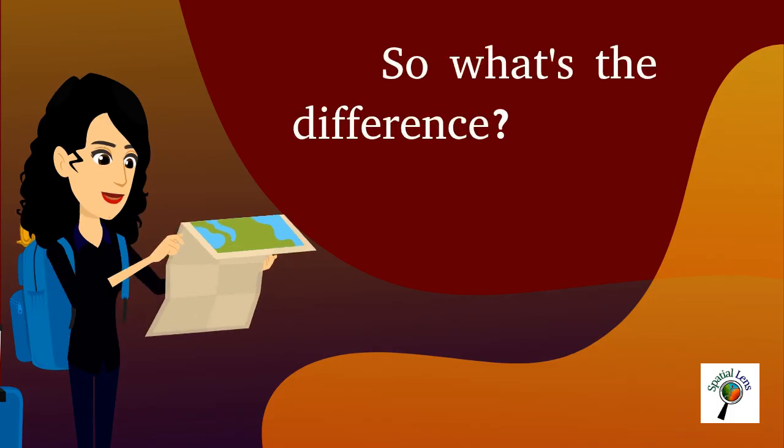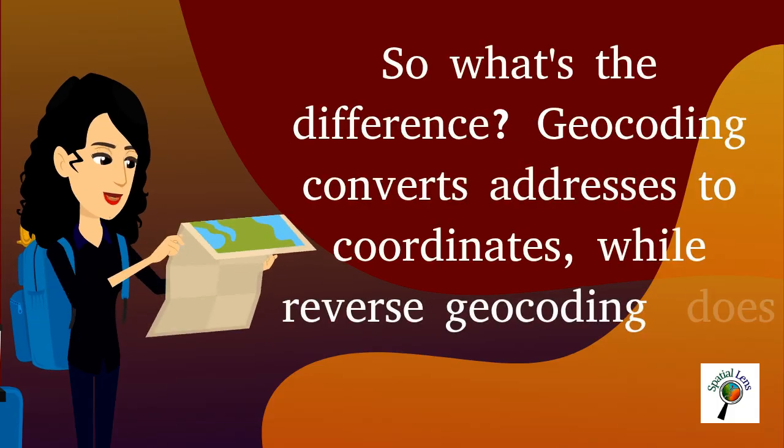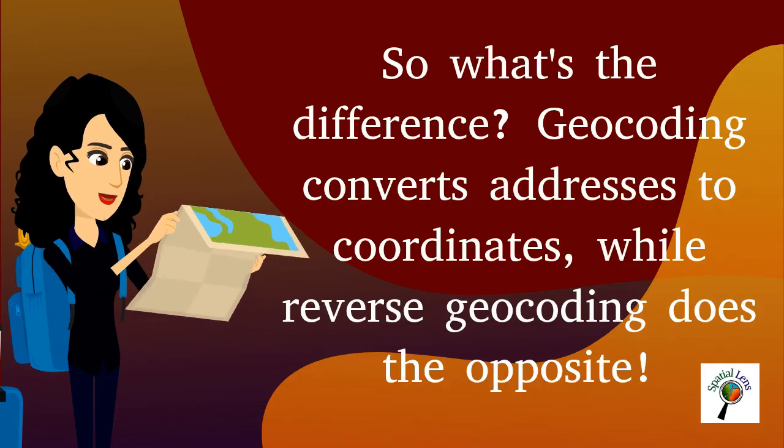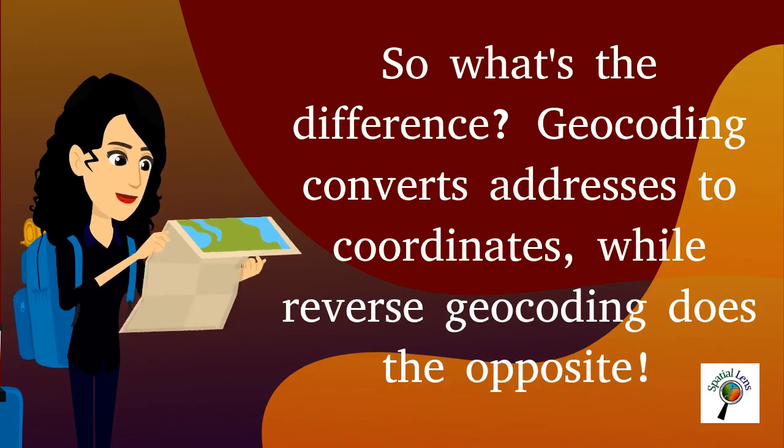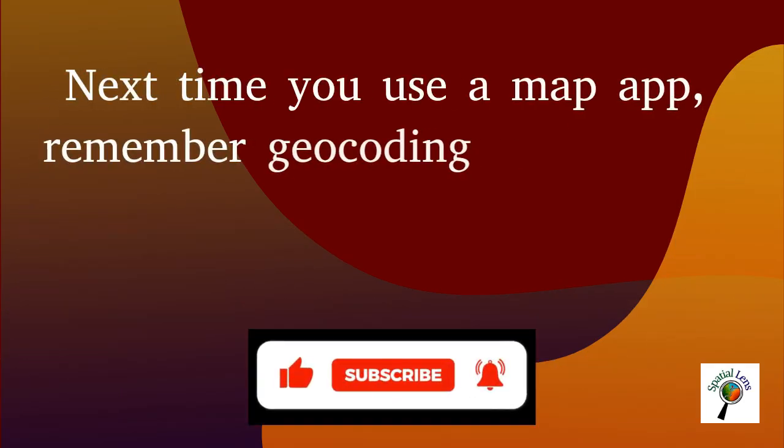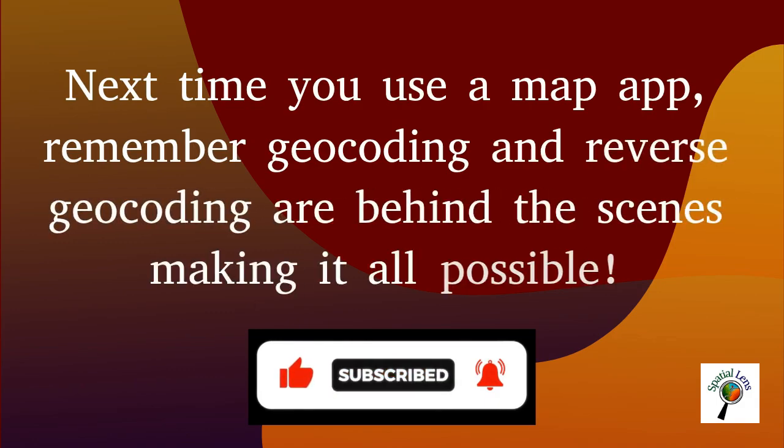So what's the difference? Geocoding converts addresses to coordinates, while reverse geocoding does the opposite. Next time you use a map app, remember geocoding and reverse geocoding are behind the scenes making it all possible.